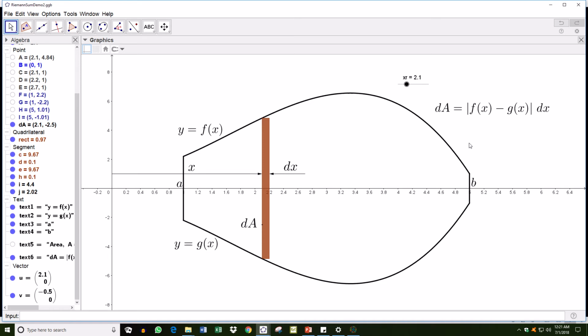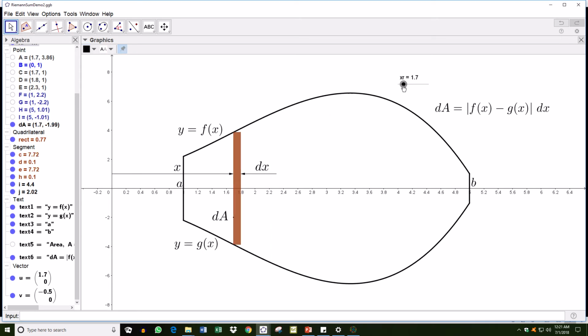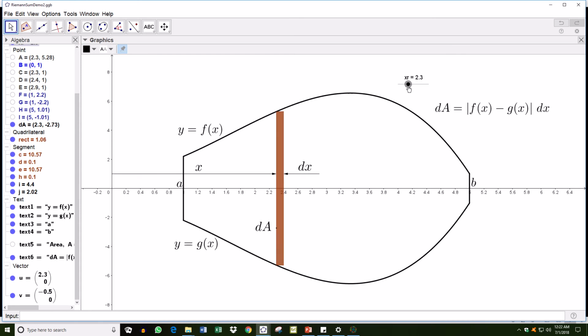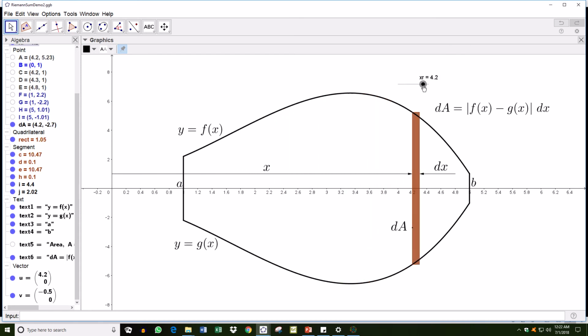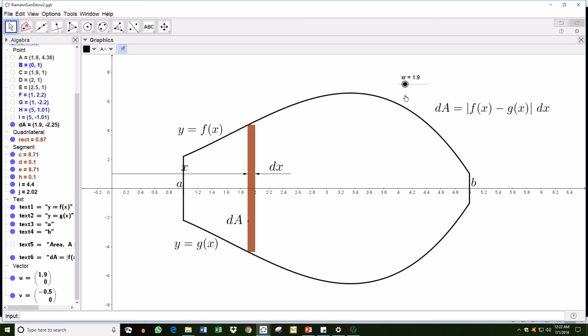You might ask, why in the world did I stick the absolute value sign around f of x minus g of x? That is to make sure that the height will always be a positive quantity. In this particular figure, I didn't have to worry about that because as we scoot the rectangle all the way from the left to the right, f of x is clearly greater than g of x at all locations. So I didn't have to worry about it.